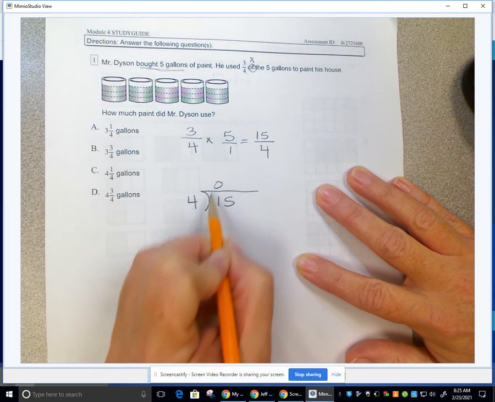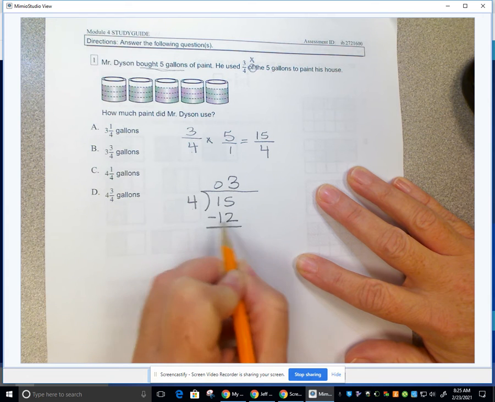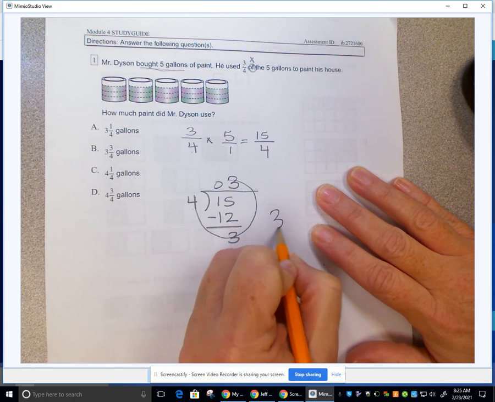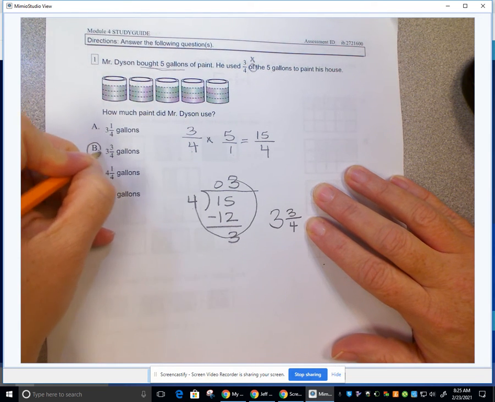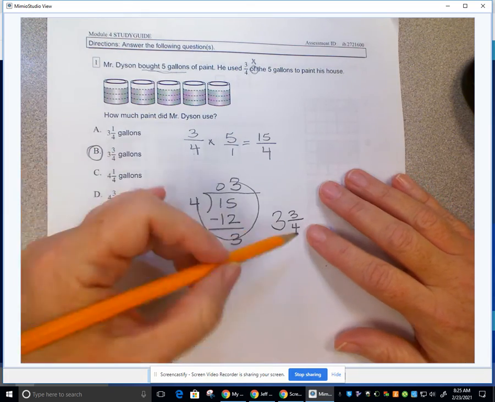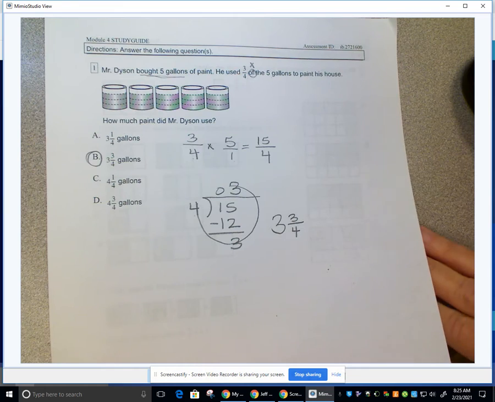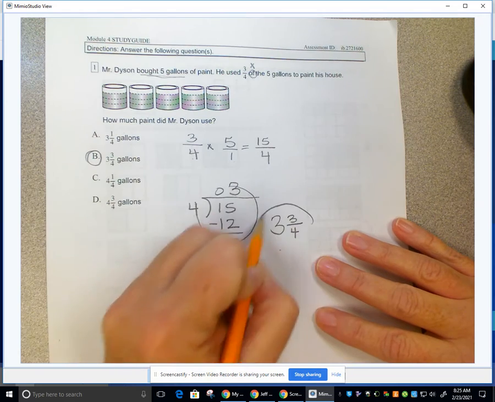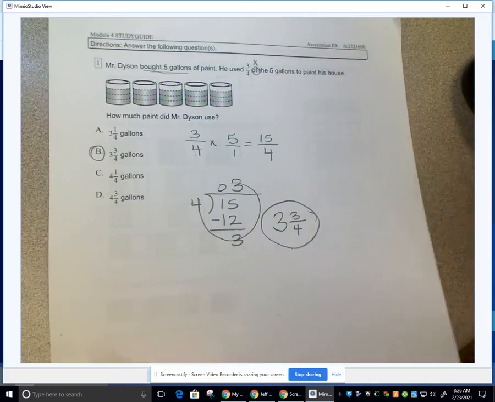4 won't go into 1, but 4 will go into 15. 3 times 4 is 12. Subtract, 3, stop and rock. 3 3/4. And we know that's in simplest form already. And if you look at your answer choices, B would be the answer. Be careful, and make sure you circle 3 3/4. Don't let 3 1/4 get you. Don't get in a hurry and circle A and move on. So be very careful there.